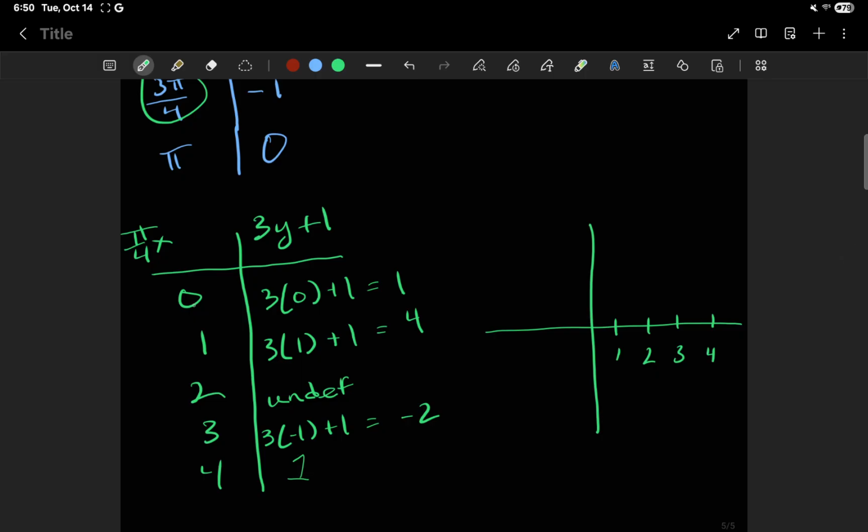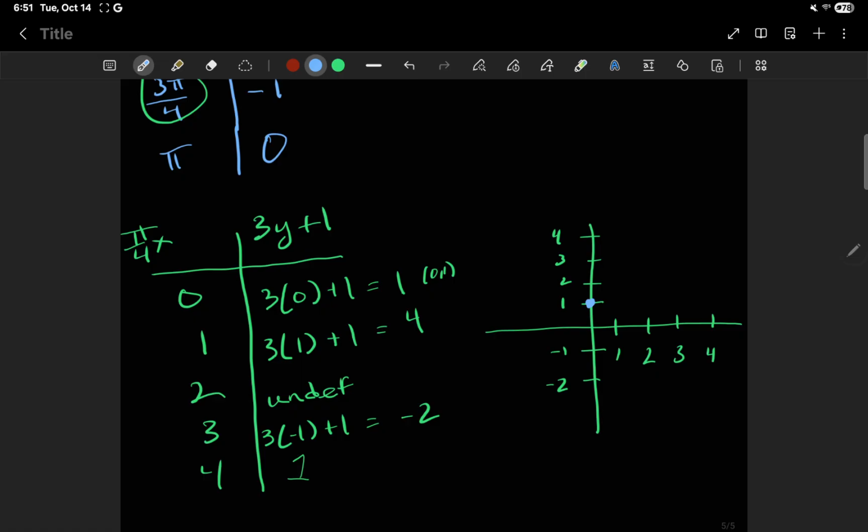So our first point is 0, 1. So x equals 0, y equals 1. So we're going to need a 1. We have y's going up to 4, so we might as well put those guys in there. And then we have y's going down to -2, so we might as well do that. Okay, so our first point is 0, 1. And I'll plot it in blue. 0, 1 is right here.